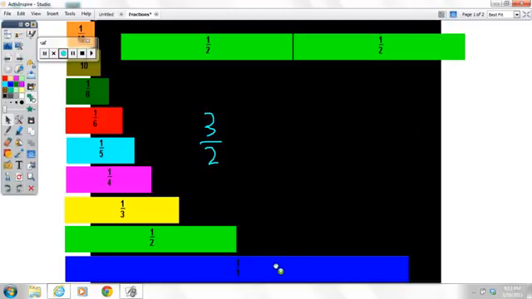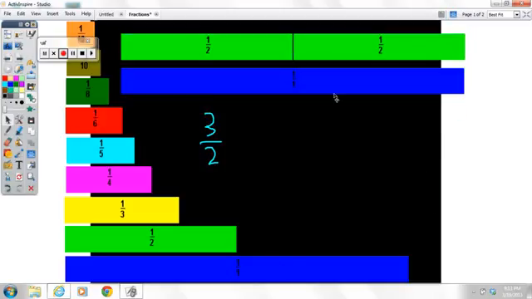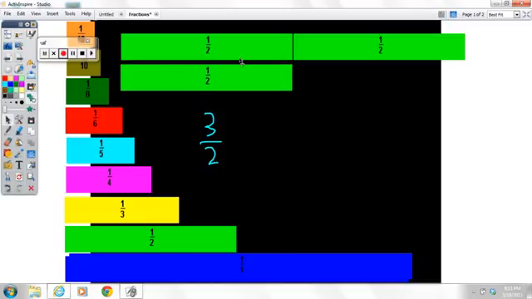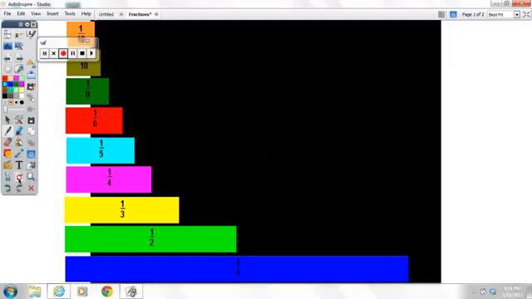Okay? I could see here that 2/2 equals that 1 whole bar. If I take one more half, I have 1 whole bar and 1/2. Therefore, 3/2 as a mixed number would equal 1 1/2.